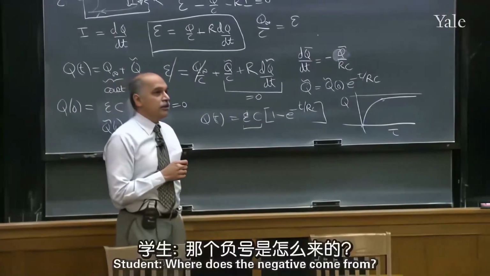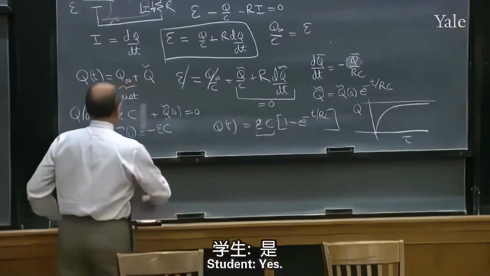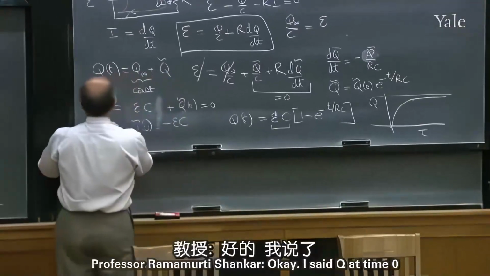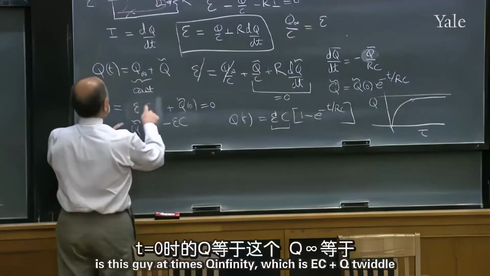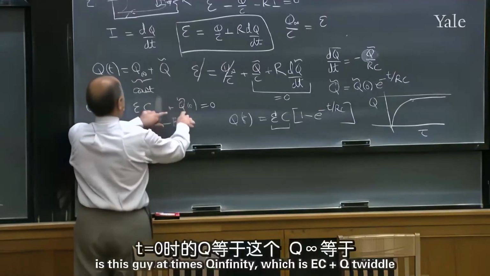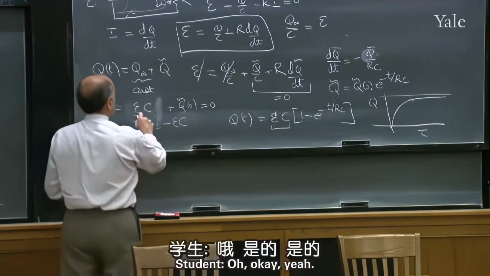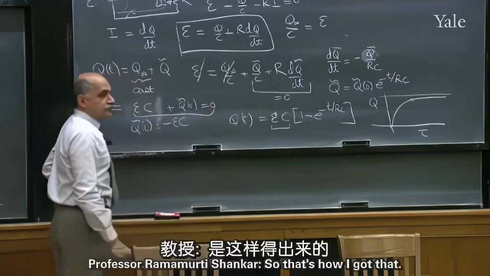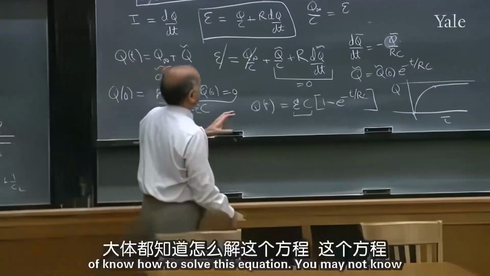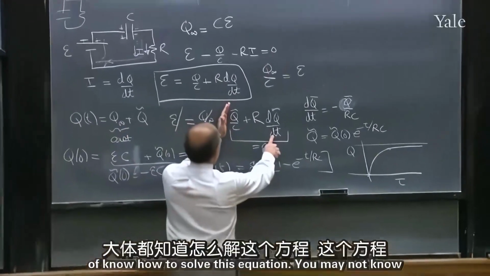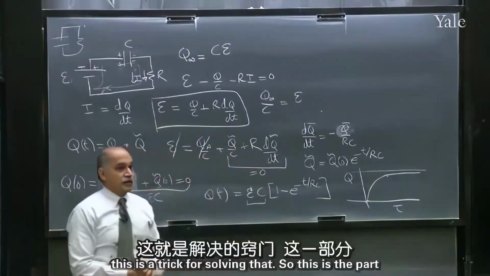Yes? Where did the negative come from in that Q twiddle? Okay, I said Q at time 0 is Q infinity, which is EC, plus Q twiddle at time 0, but that had to be equal to 0. So that's how I got that. This is a trick to solve the equation. We all sort of know how to solve this equation. You may not know how to solve an equation with an extra term here. So this is a trick for solving that.